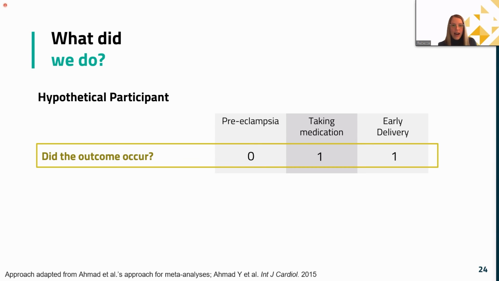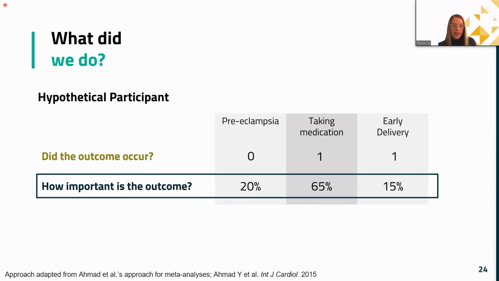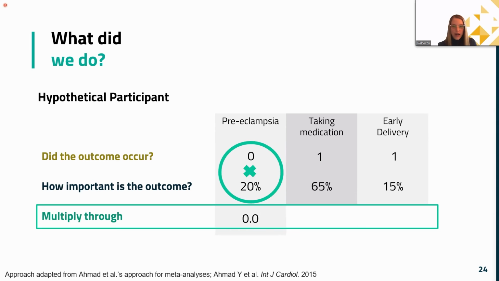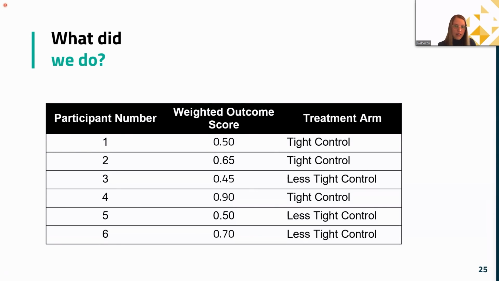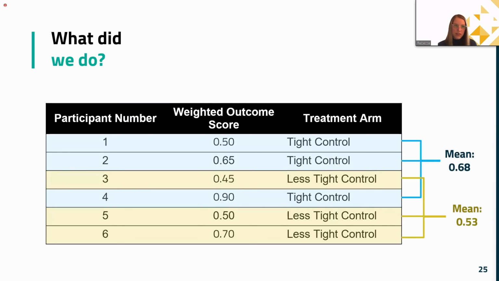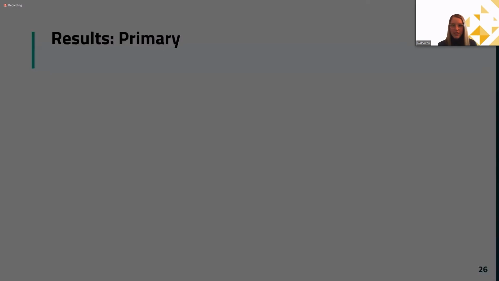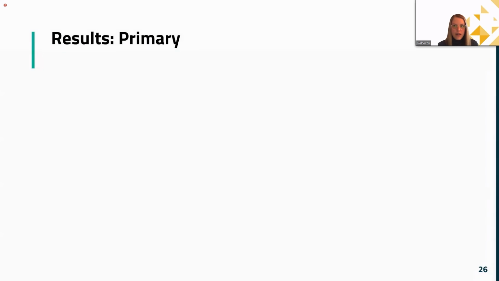Then we looked at how important is the outcome. And here you can see these are just the weights from before. And we simply multiplied through and then summed across. And that was what we called a weighted outcome score. And we did this for each trial arm and then compared between the two trial arms. So here are our results.